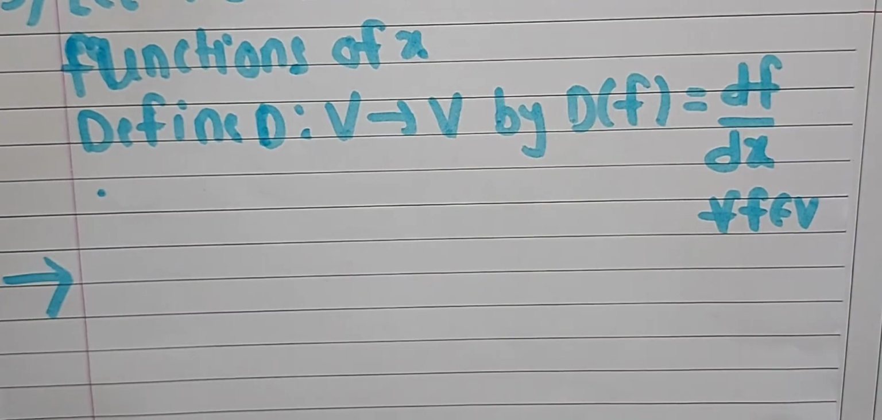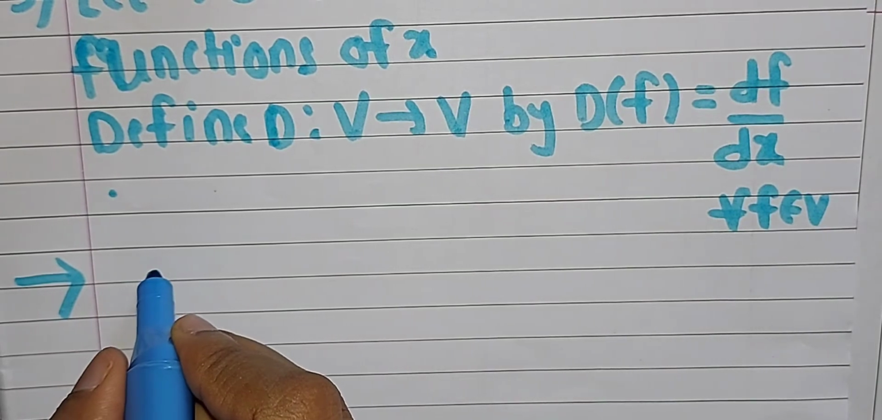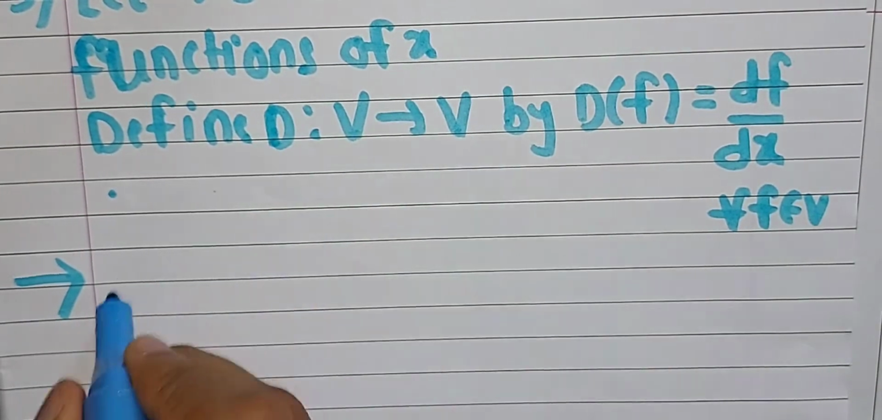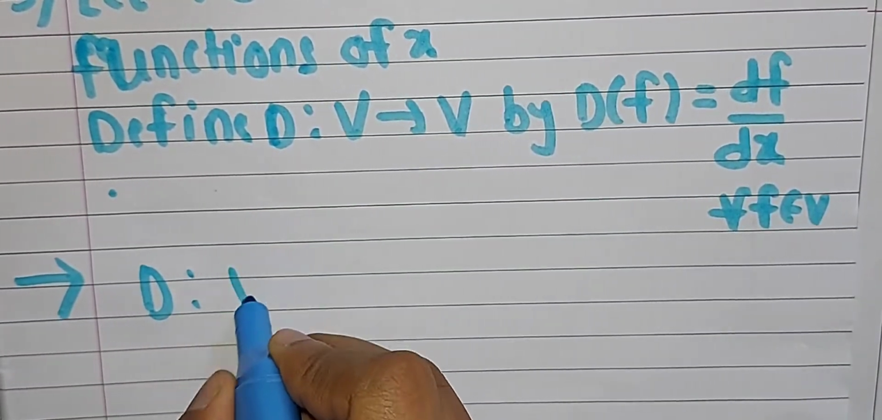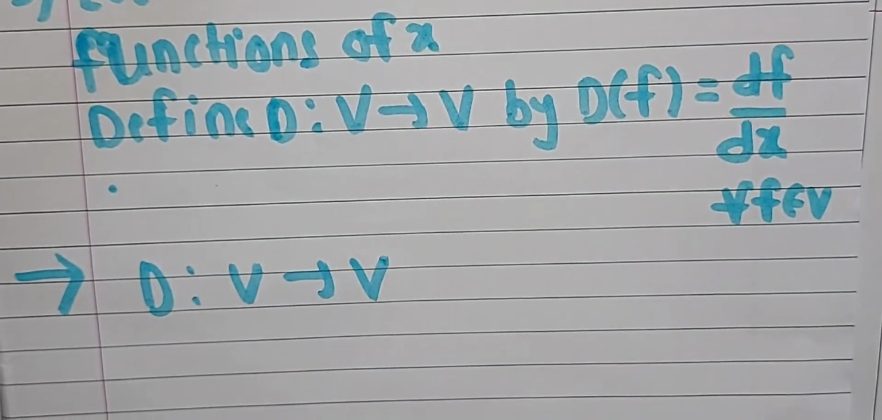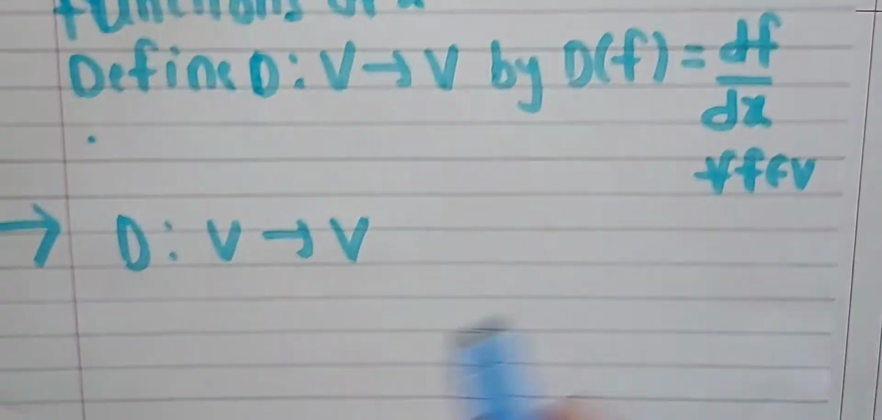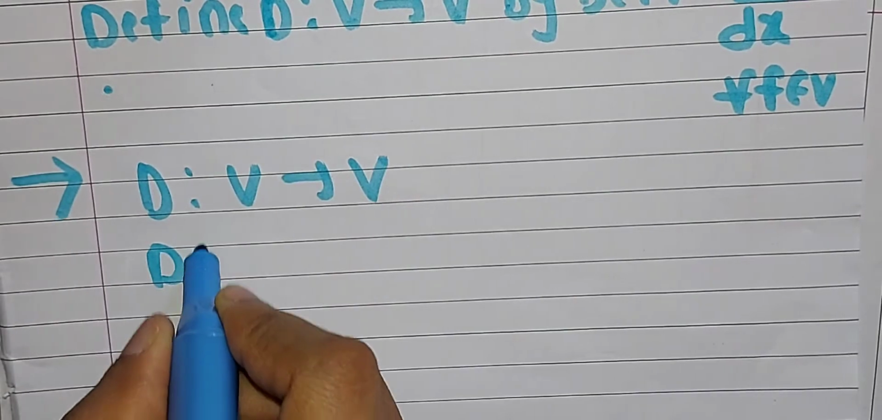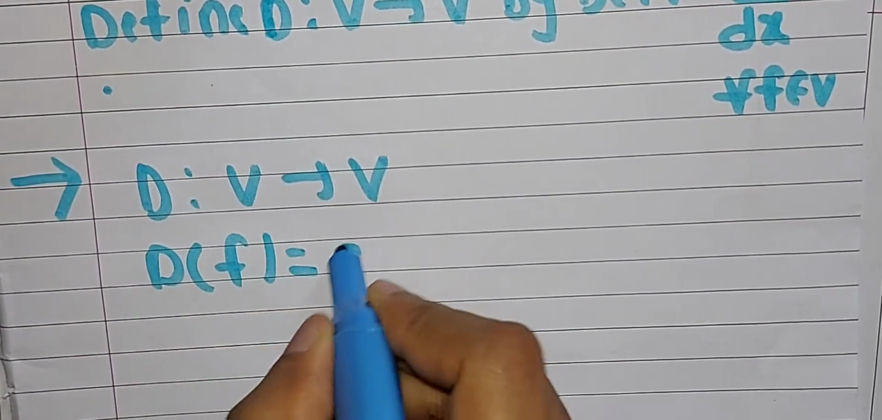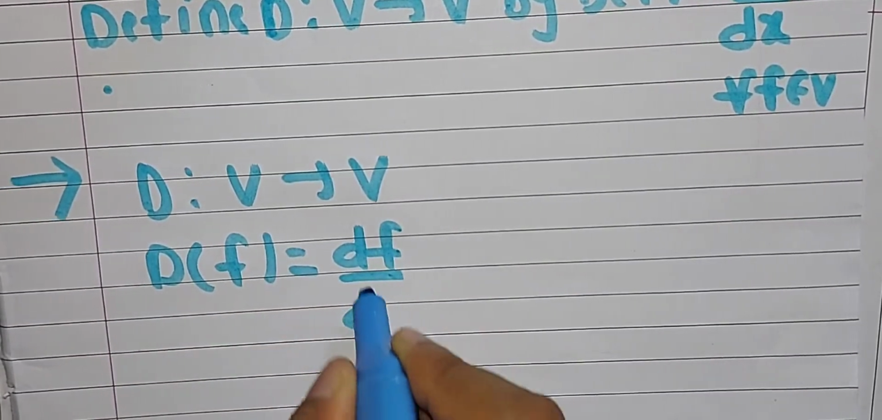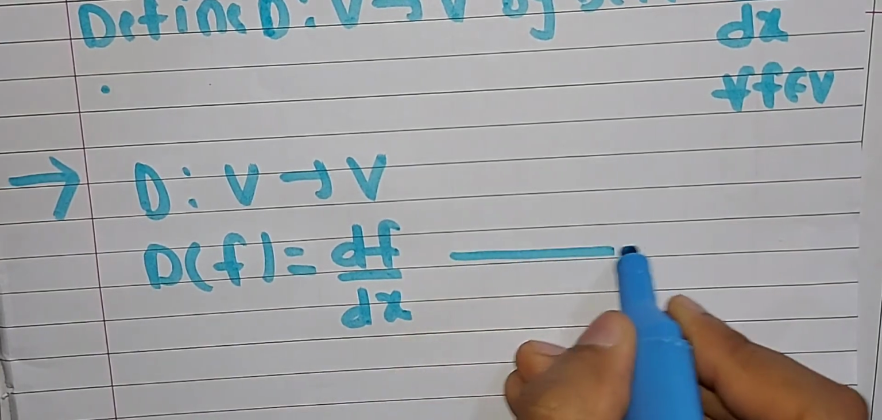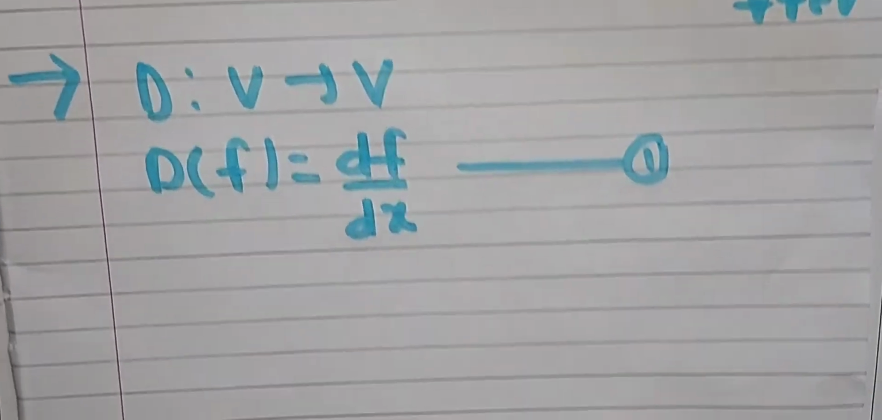Okay, to solve this question, let's first consider the given conditions. Here we have a function D from V to V. So this is our first condition, and the second condition is that D of f is equal to df divided by dx. So this is my condition. We denote this condition by equation number 1.